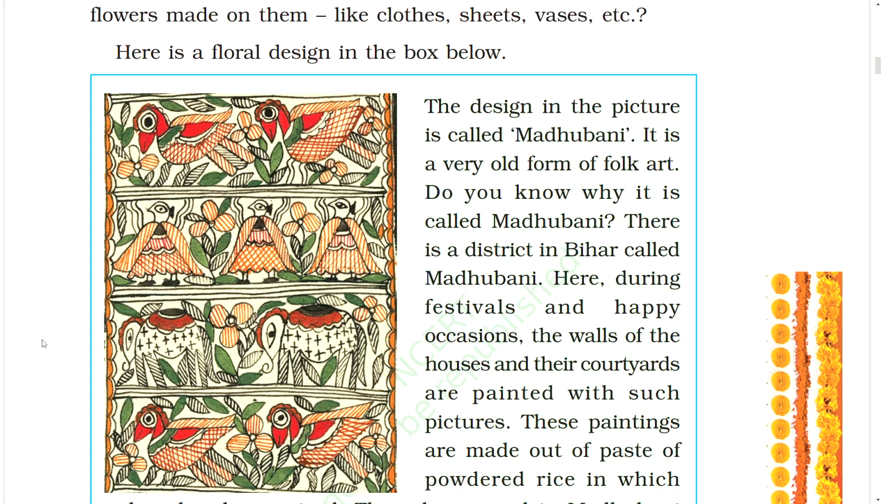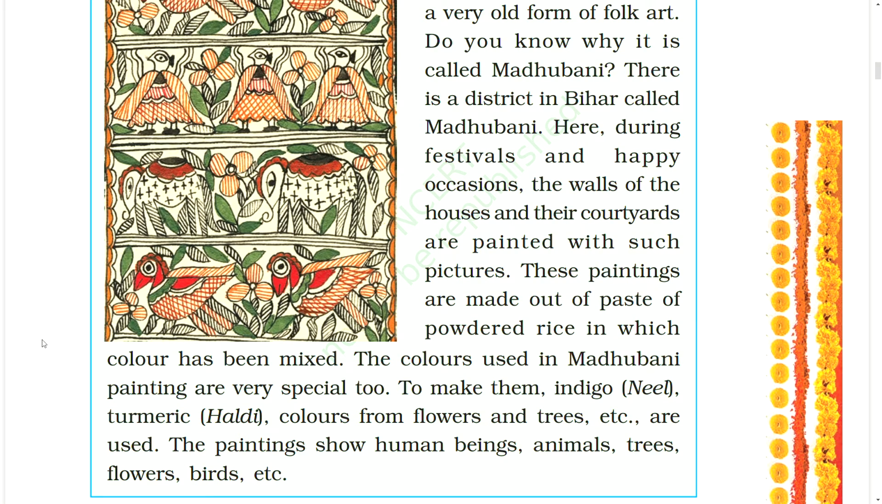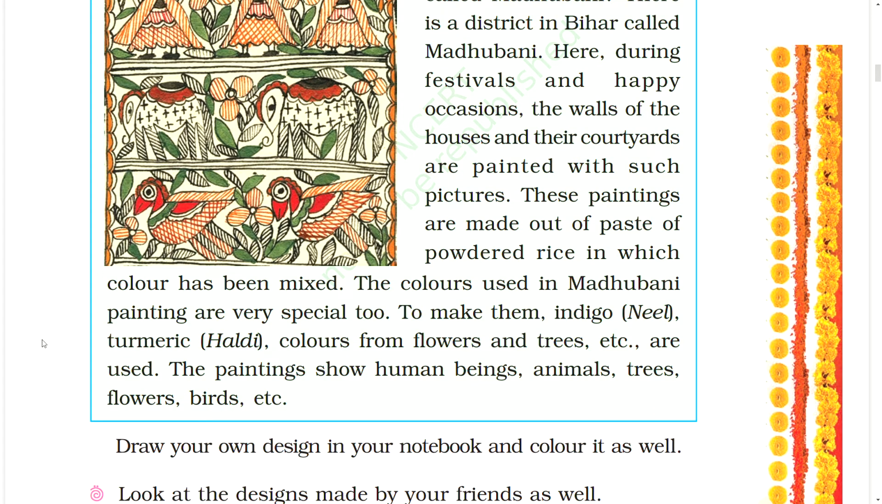There is a district in Bihar called Madhubani. Here, during festivals and happy occasions, the walls of the houses and their courtyards are painted with such pictures. These paintings are made out of paste of powdered rice in which color has been mixed. The colors used in Madhubani painting are very special too. To make them, indigo (nil), turmeric (haldi), colors from flowers and trees, etc. are used. The paintings show human beings, animals, trees, flowers, birds, etc.